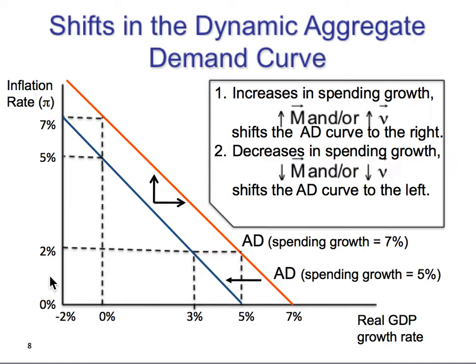Let's say that aggregate demand, the dynamic aggregate demand curve, shifts to the right. That will occur if spending growth accelerates. If it goes from 5% a year to 7% a year, the aggregate demand curve shifts to the right, because now we have combinations of inflation and real growth that add to 7 rather than 5. So whereas before a 7% inflation rate was consistent with a real GDP decline of 2%, when spending growth increases, a 7% inflation rate is consistent with zero growth. And a 2% inflation rate, which before, when aggregate spending growth was at 5%, was consistent with 3% real GDP growth, is now consistent with 5% real GDP growth.